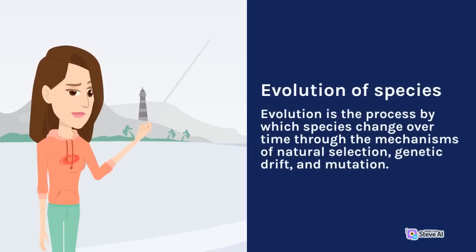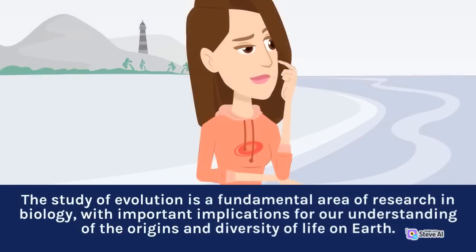Evolution of species. Evolution is the process by which species change over time through the mechanisms of natural selection, genetic drift, and mutation. The study of evolution is a fundamental area of research in biology, with important implications for our understanding of the origins and diversity of life on Earth.